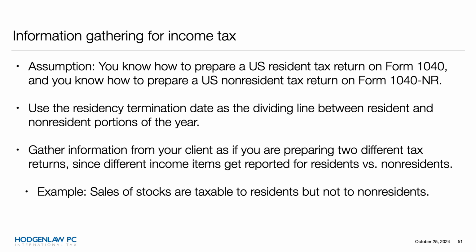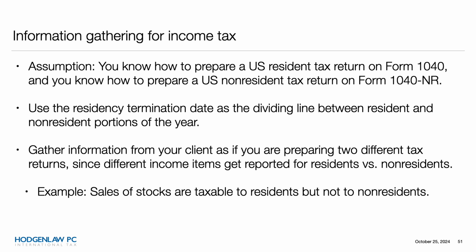Now, next you're going to be working on information gathering for the income tax return. And my assumption here is that you know how to prepare a U.S. resident tax return on Form 1040, and you know how to prepare a U.S. non-resident tax return on Form 1040-NR. What you're going to do is basically prepare each of those for the 2 separate parts of the year, but the non-resident return, because that's the return you're filing for the year, is also going to have the income from the resident part of the year pulled onto it as well. So I'll go over that in more detail in a minute.